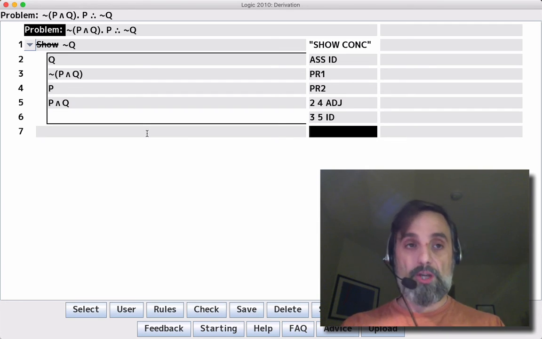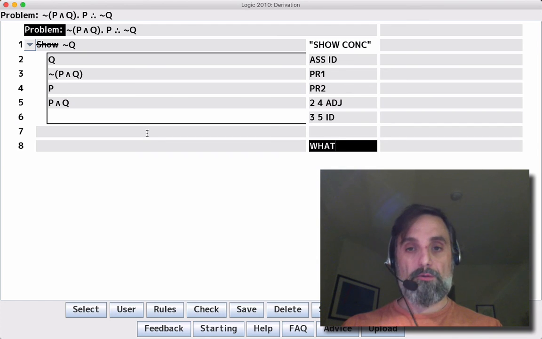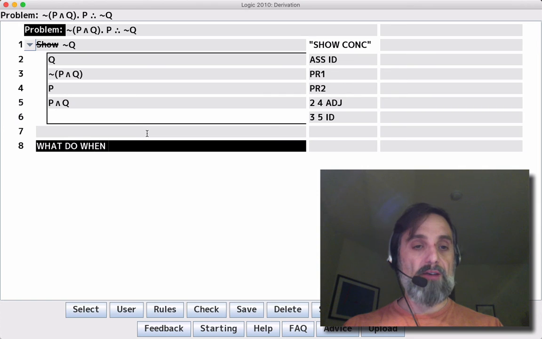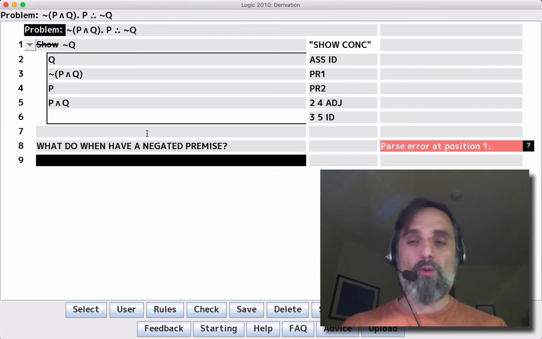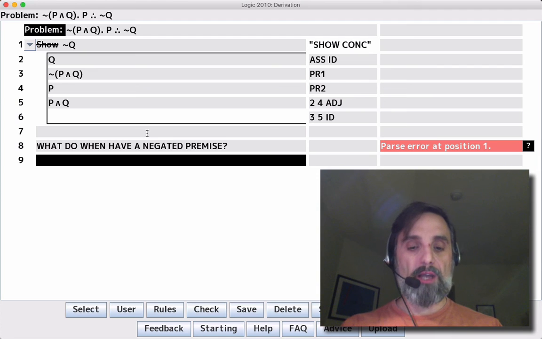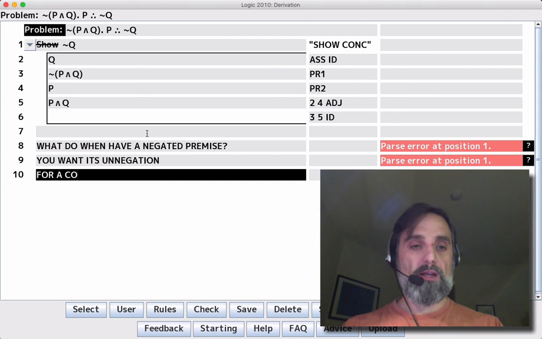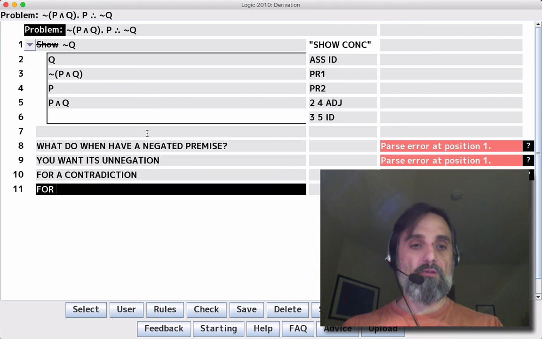So this illustrates the general strategy of what to do when you have a negated premise. What should you do when you have a negated premise? When you have a negated premise, you want to get the contradiction of it. You want to get the unnegation. You want its unnegation for a contradiction for ID.